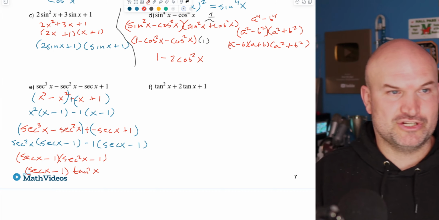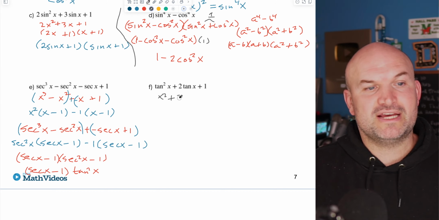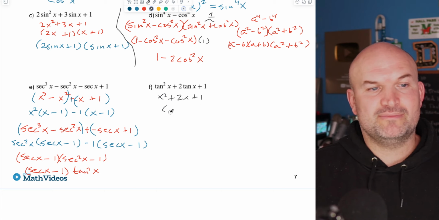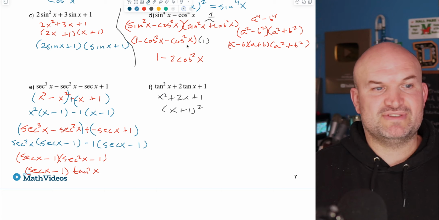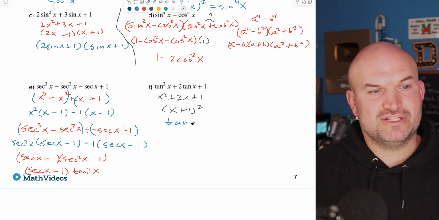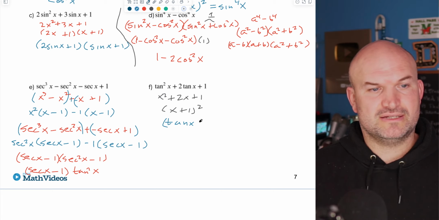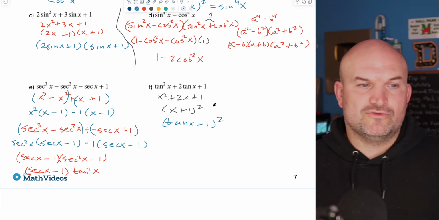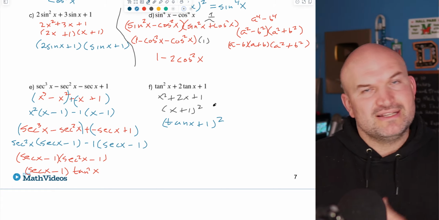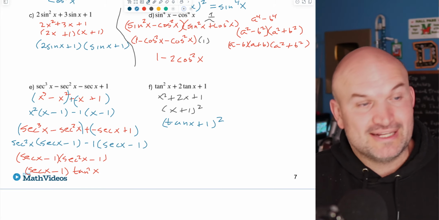All right, last one, ladies and gentlemen. Hopefully again you recognize that this is a perfect square trinomial: x squared plus 2x plus 1. That can be factored down into x plus 1 quantity squared. So looking at this in terms of tangent, this would be tangent of x plus 1 quantity squared. You can just replace it, but if you think about what the factored form is in terms of x's, then think about it in terms of tangents. All right, ladies and gentlemen, that is it for my lesson on simplifying identities.